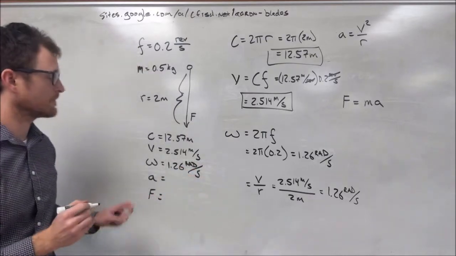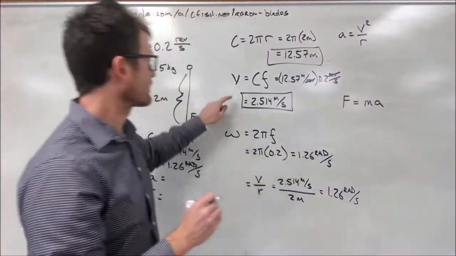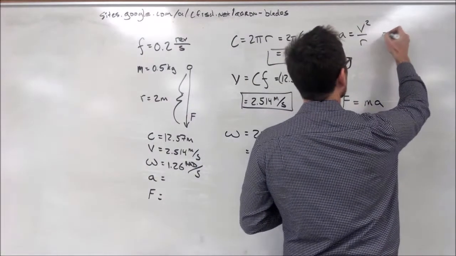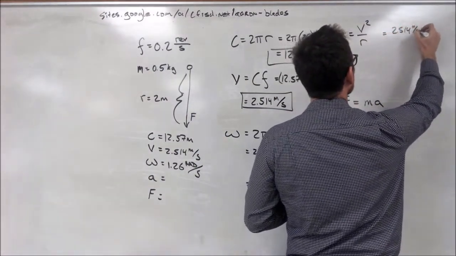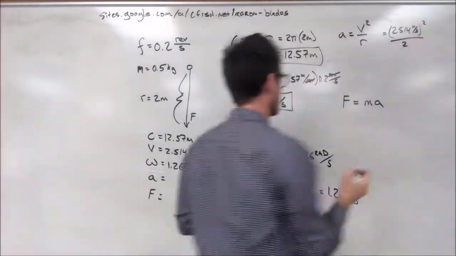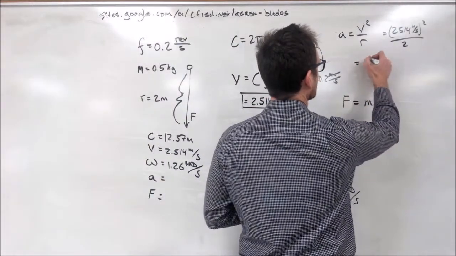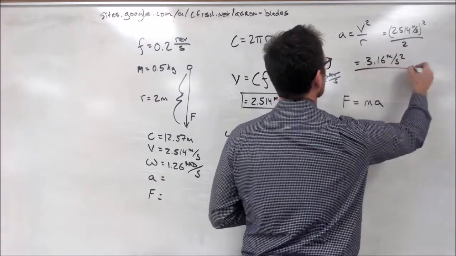Next, this one will feel new. Acceleration is equal to our linear velocity squared divided by our radius. So we'll just take those two, 2.514 meters per second, whole thing squared, divided by our radius of 2 meters. One of those meters cancels out, and we're left with 3.16 meters per second squared.